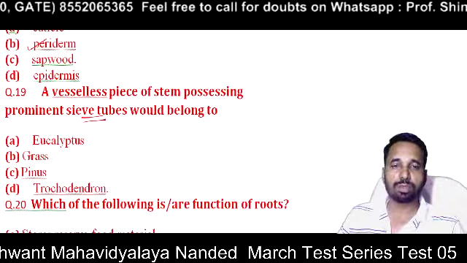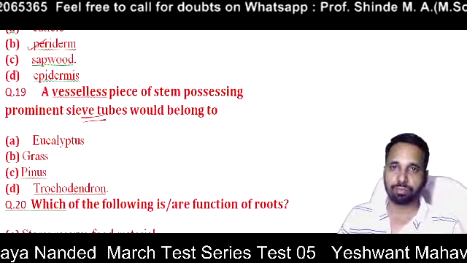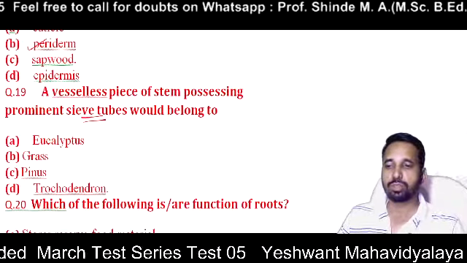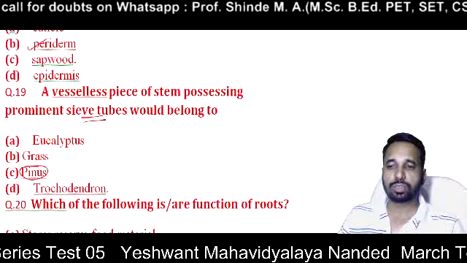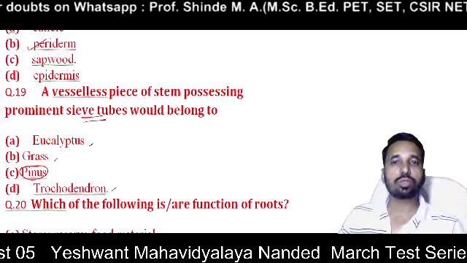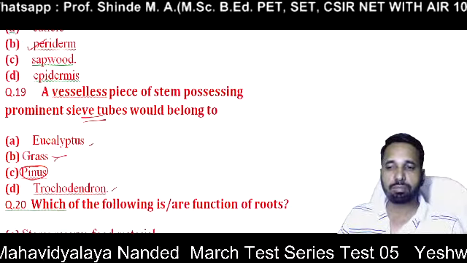Now there is no gymnosperm having sieve tubes. Remember, no pteridophyte either. So only angiosperms can have sieve tubes. Fine. So it must be an angiosperm. So Pinus chances are over. So only three options are there: grass, eucalyptus, and Trochodendron. Fine. So to begin with the grass, they are monocot.